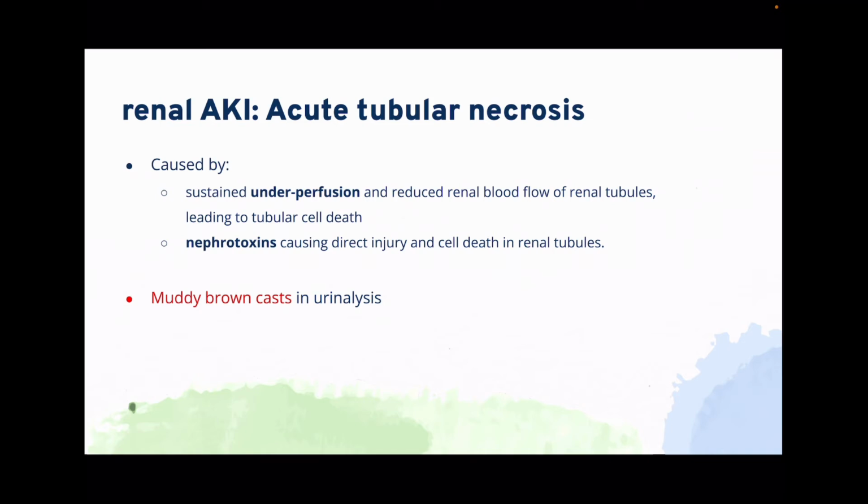النفروتوكسينز ممكن تكون أدوية معينة أو مثلا الصبغات اللي تستخدم في الأشعة. The hallmark of acute tubular necrosis is the presence of muddy brown casts in urine analysis.